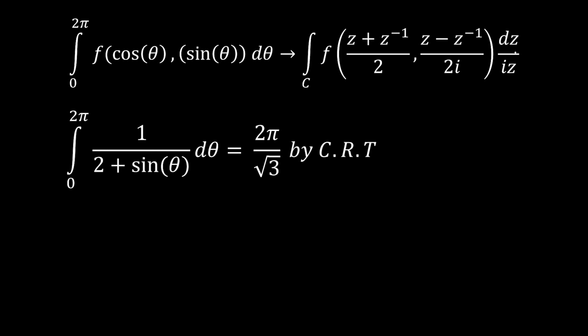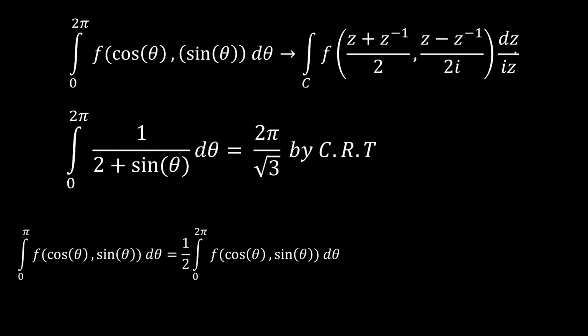And we saw that we could evaluate this integral here, 1 divided by 2 plus sine theta on bounds 0 to 2 pi, equals 2 pi per root 3 by Cauchy's residue theorem. And that's really useful to be able to evaluate these kinds of integrals. But I didn't really give you the full picture, okay?